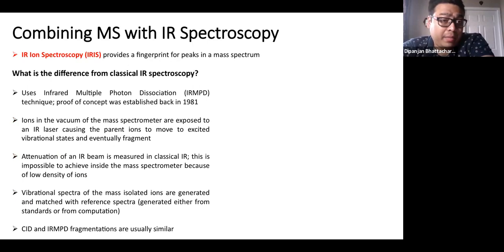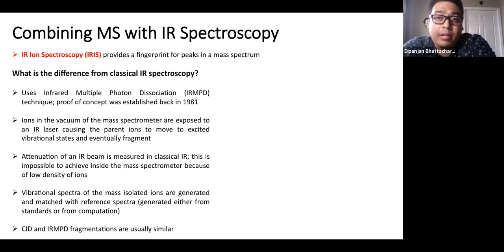This IRIS method uses a technique called infrared multiple photon dissociation, or IRMPD, which was established back in 1981. What it basically does is there is an IR laser, and the IR light is passed through those ions which are trapped in the vacuum of the mass spec. The ions will absorb the IR radiation, go to a higher excited state, and then eventually fragment. If you think of traditional IR spectroscopy, we don't do such things.